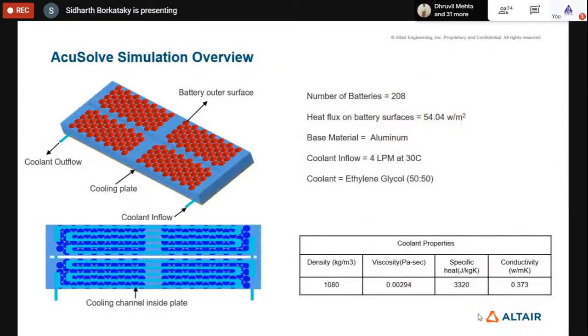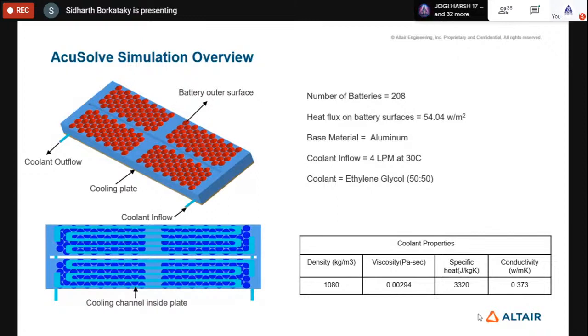So we have taken a pack which has around 208 batteries. Generally, a pack consists of large numbers, like 1,000, 1,500 or 2,000 batteries. We have taken a pack from the literature which has 208 batteries. This is the CAD design I'm showing, and below we can see the coolant inflow and the coolant outflow. That means this battery mechanism does not use air as the cooling media.